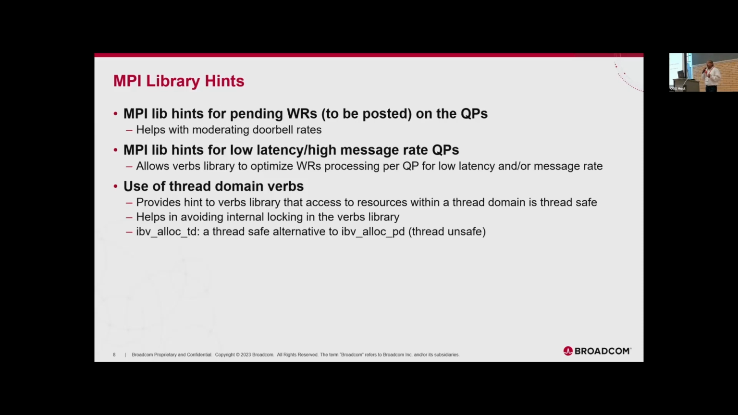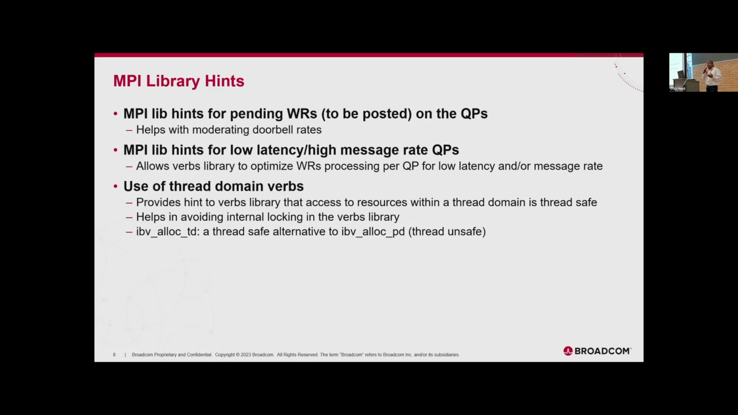That's one. The other one is the library itself can give a hint on a per queue pair or per work request basis, saying this is more like a low latency request, or this QP is going to be used for low latency traffic only, or high message rate traffic only. Based on that kind of attribute, the library can do different processing for different queue pairs. So that's the second way the hint will be useful for the overall software.